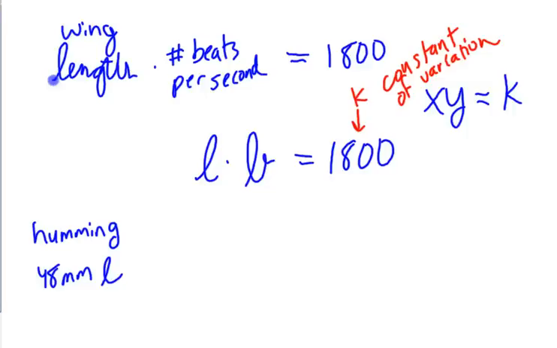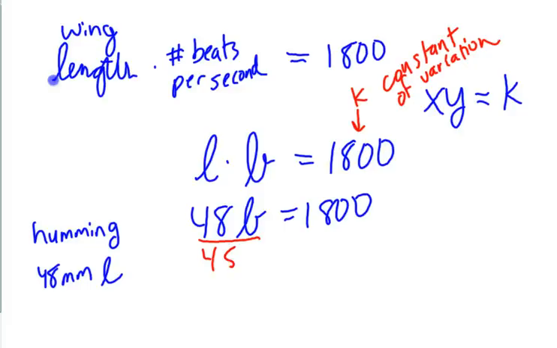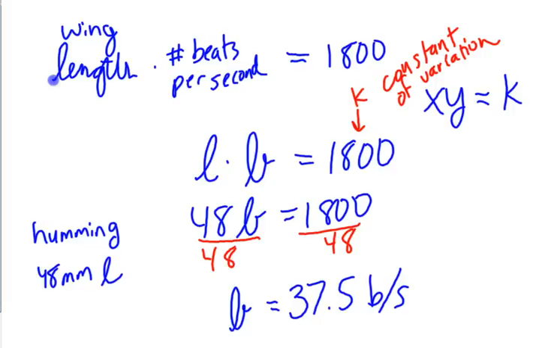So if we know L, can we find the number of beats per second? Yeah, so let's do that. So 48 times B equals 1800. And how do I solve for B? Divide by 48. You can go ahead and do that on your calculator so you can tell me quickly. What'd you get? 37.5. What is this? Beats per second. Wow. I mean, you know it's fast, but 37 beats per second is a lot.